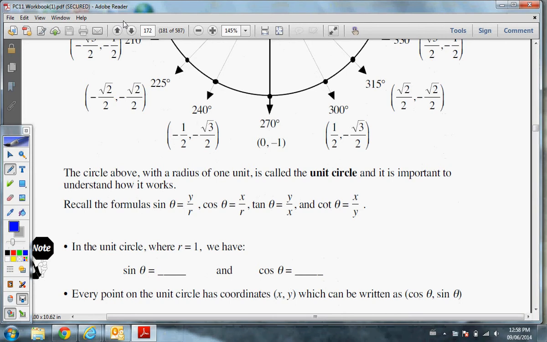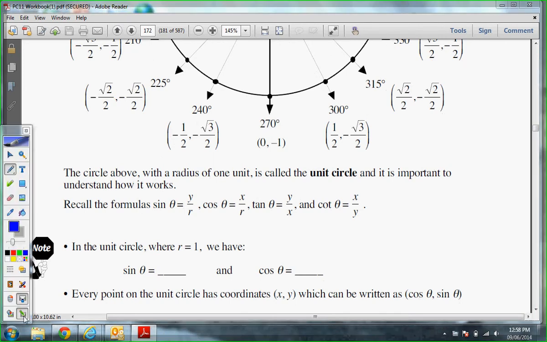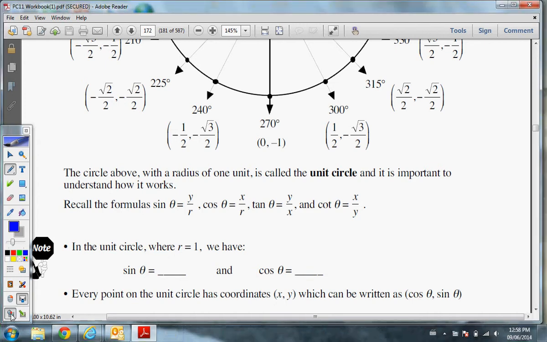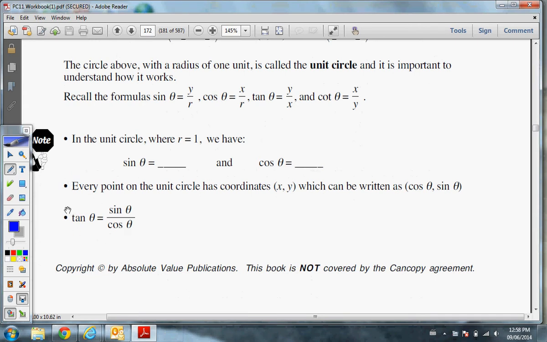All right, so just finishing off this here, again, it's just repetitive, but sine theta is y, cosine theta is x. And then the star at the bottom there, sine over cosine, that is tangent, which is y over x.